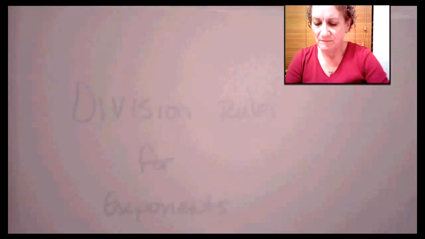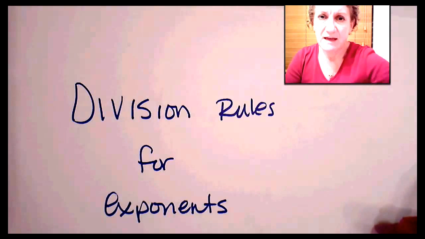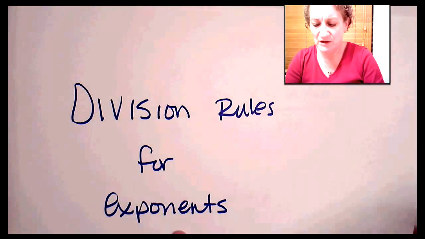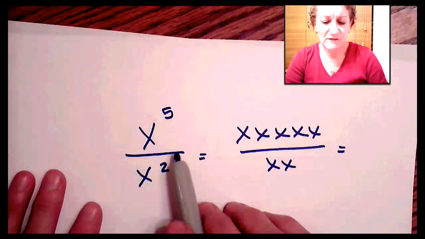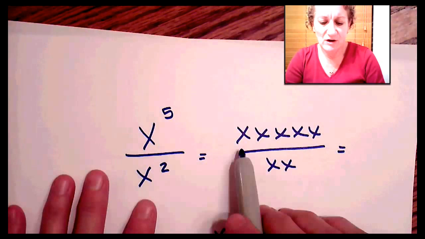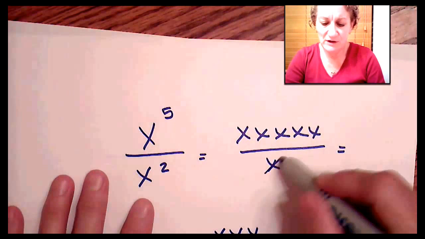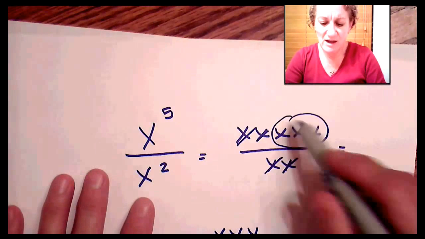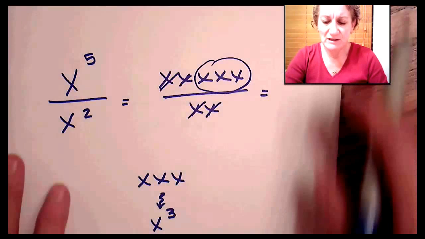Division rules for exponents. Again, division is simply the opposite of multiplication. It undoes what multiplication does. So let's take a look at an example. X to the fifth divided by x to the second. 1, 2, 3, 4, 5 x's divided by 1, 2 x's. And if we do our canceling, 2 on the top and 2 on the bottom, you'll see we're left with 3 in the numerator, and that means our answer is x to the third.